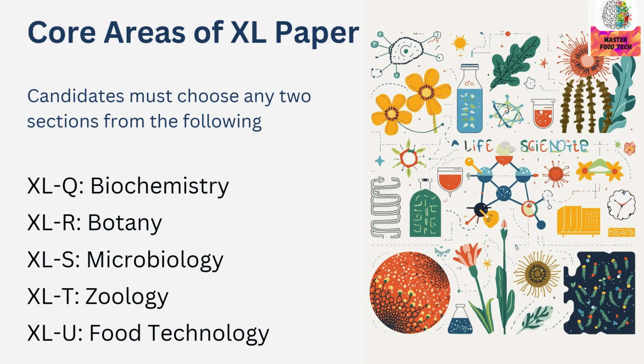Next you will see the core areas of the XL paper. Here these are the areas. First one is biochemistry, botany, microbiology, zoology, and food technology. So if you are proficient in food technology, you have to choose it, and next, whichever is very familiar to you, you can choose any one among them. So overall you have to choose two sections. This is for GATE XL.